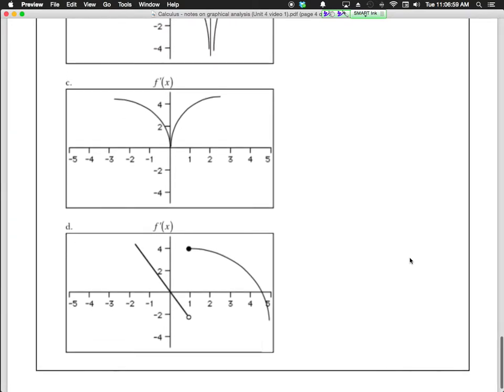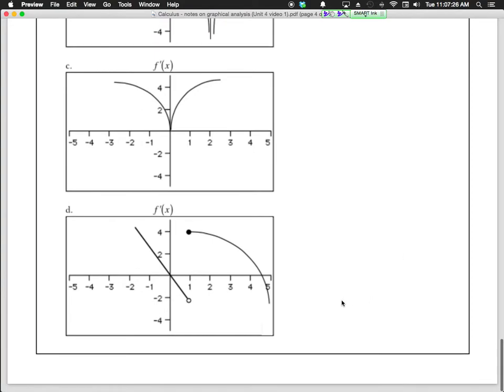C, Kaylee. Concave down from -3 to 0, and concave up from 0 to 2.5. All right. Any points of inflection? There's an inflection at 0, because f prime of x changes from decreasing to increasing. Very nice.